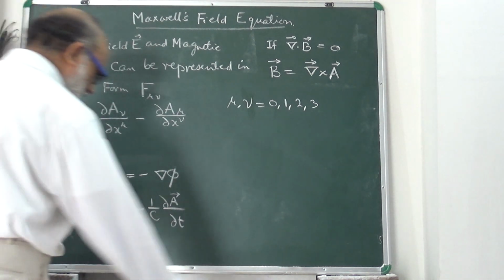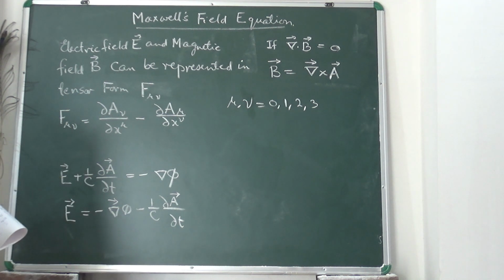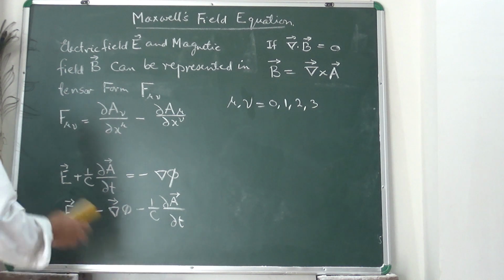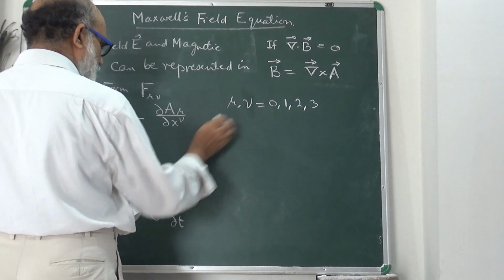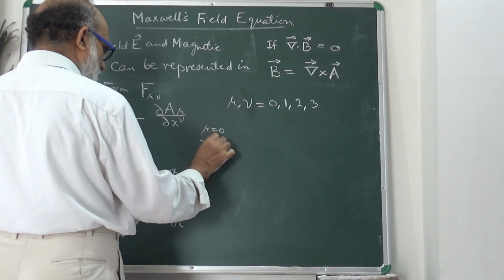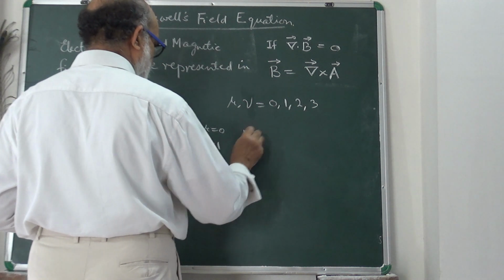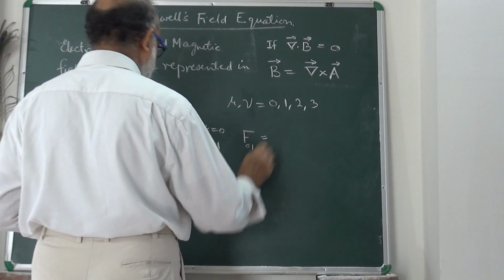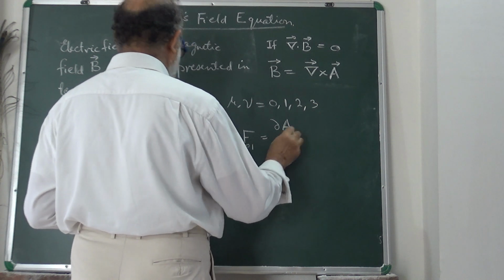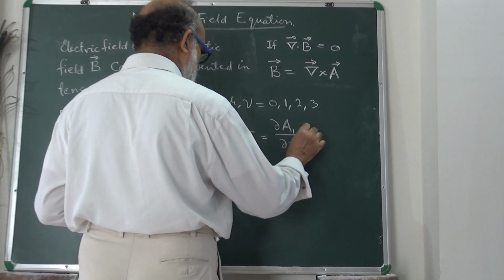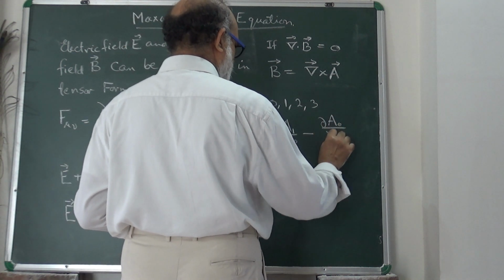Suppose we take mu as 0 and nu as 1. Then it will be F 0 1, that is delta A 1 by delta x 0 minus delta A 0 by delta x 1.